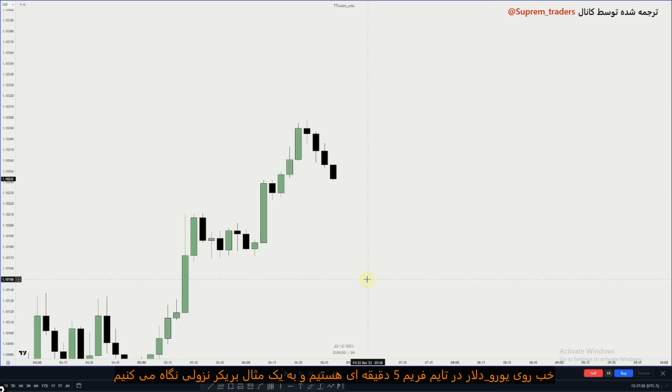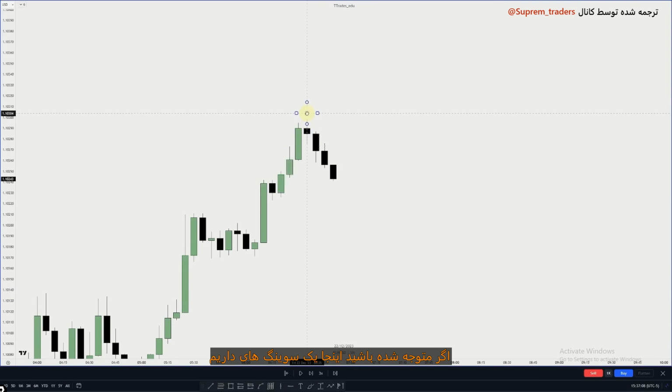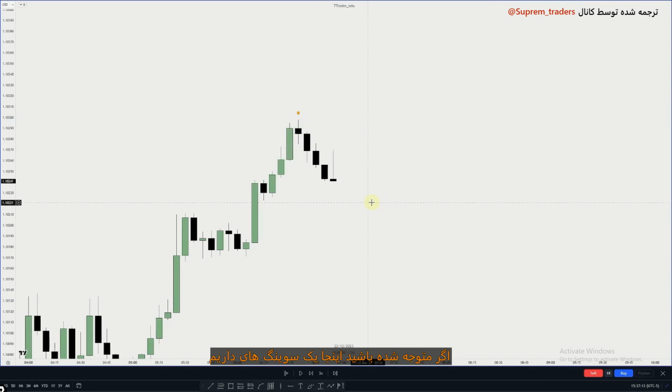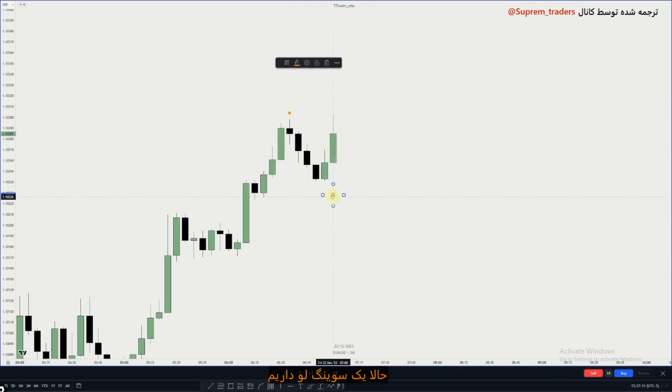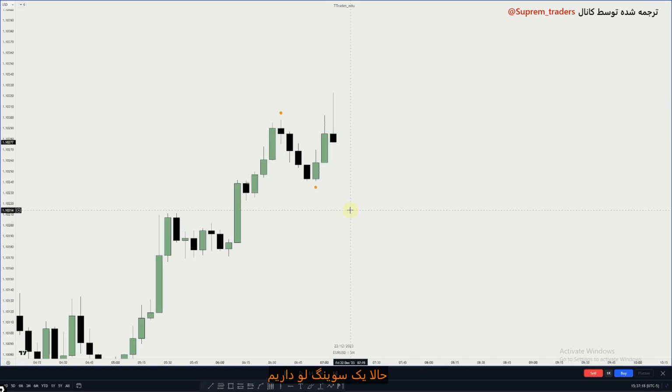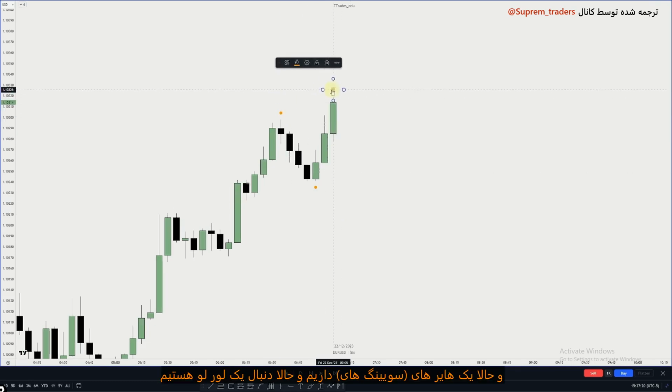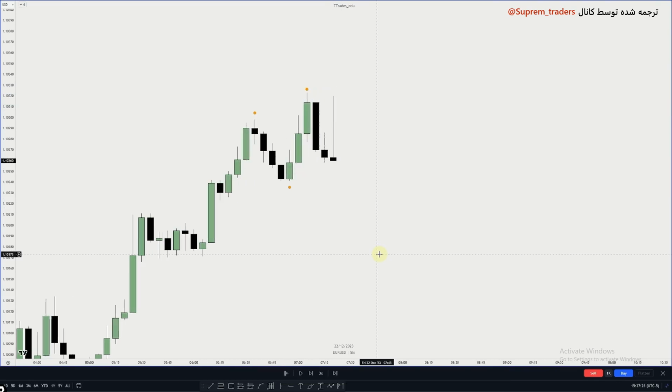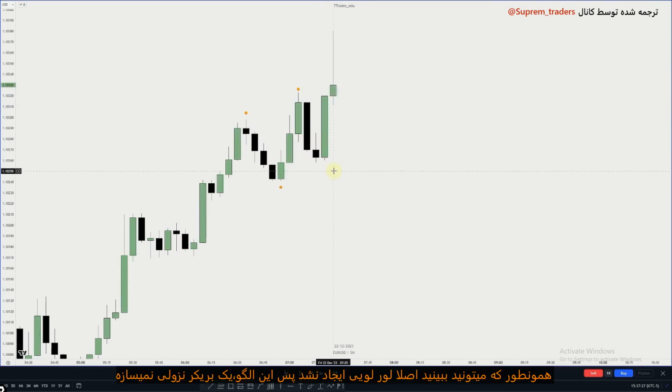So here we are on EU 5-minute chart, looking at an example of a bearish breaker. Now, if you notice, we have a high right here. We now have a low. We now have a higher high. So now we're looking for a lower low. You can see that never forms. So this does not form a breaker.